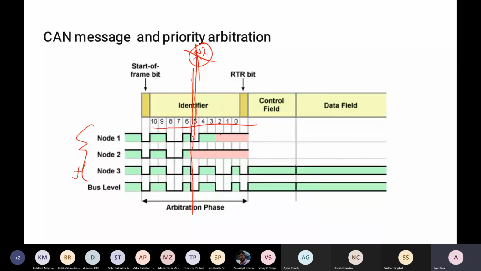Here you see for node 1, there is no toggle in this clock cycle 2. But in node 3, there is a toggle from high to low. That way node 3 is gaining the priority. It is of high priority and it is getting access to the bus. See, there is no data in these two data fields. These data fields are not going to the actual bus. The bus level is actually taking the control field and data field information from node 3. So this is the way this priority arbitration takes place. Is it clear, or should I repeat it once again? Just tell me.